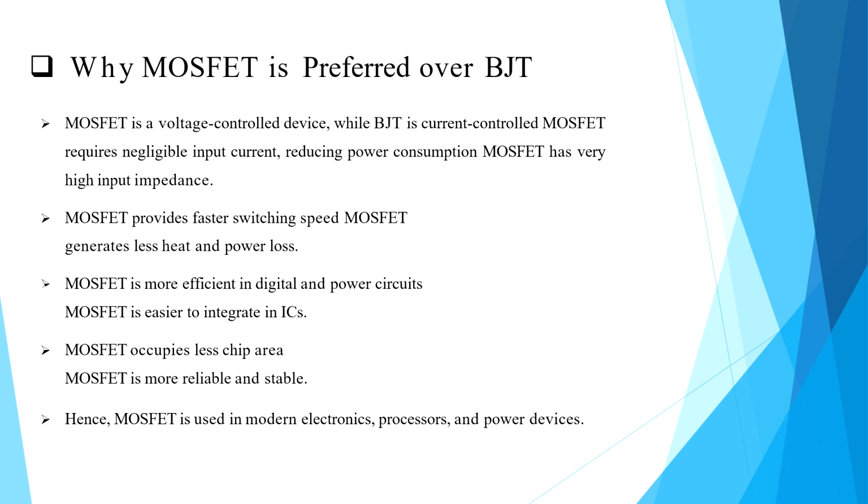MOSFET generates less heat and power loss. MOSFET is more efficient in digital and power circuits. MOSFET is easier to integrate in ICs. MOSFET occupies less chip area. MOSFET is more reliable and stable. Hence, MOSFET is used in modern electronics, processors, and power devices.